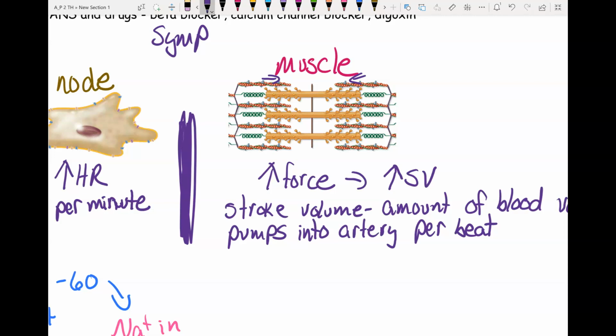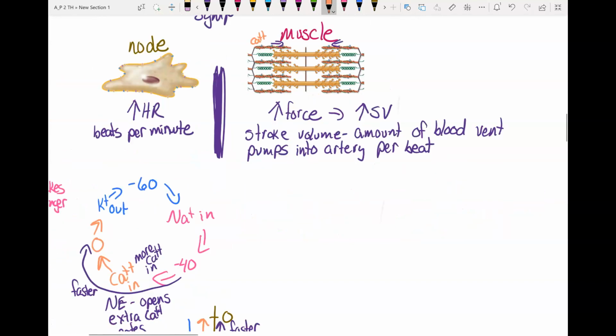Remember also tropomyosin and troponin. Tropomyosin is blocking the myosin and actin from binding to each other. You have to move it. The way you move it is by having calcium bind troponin. When calcium binds troponin, it moves tropomyosin so that you can then form a cross bridge between myosin and actin.